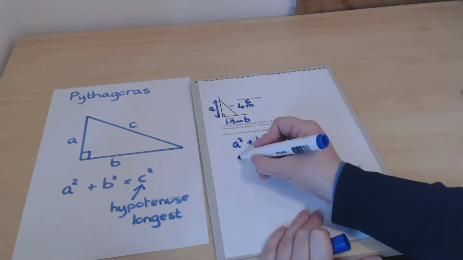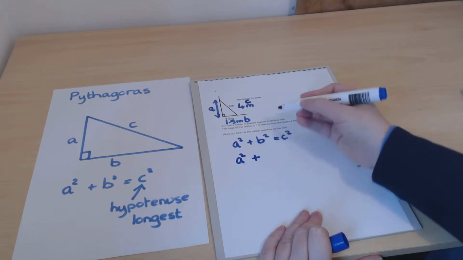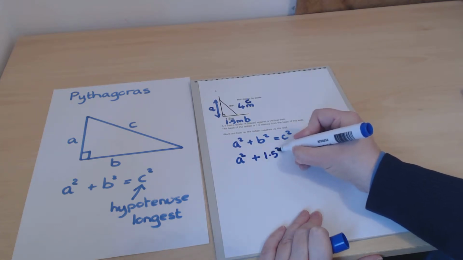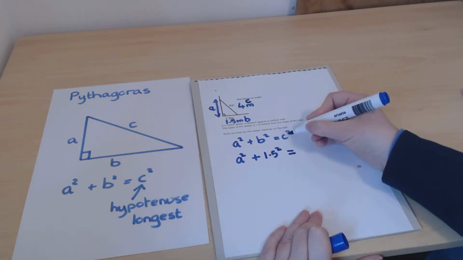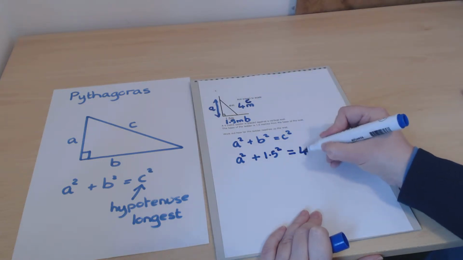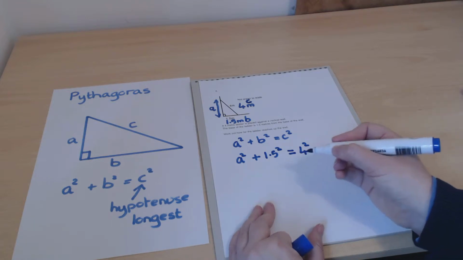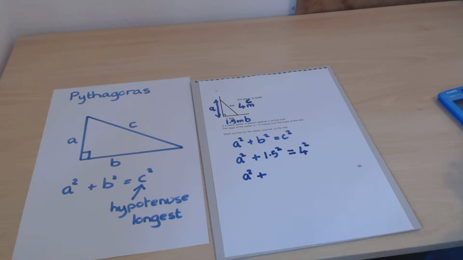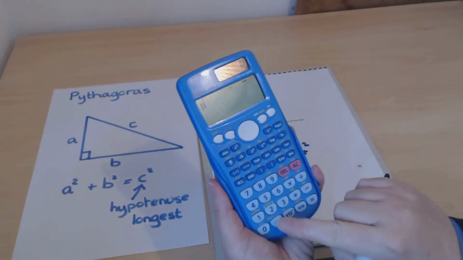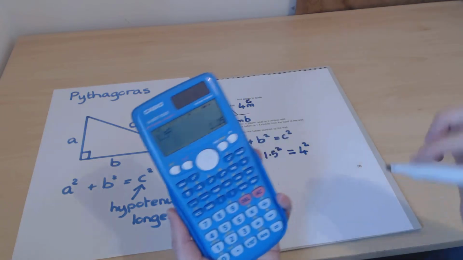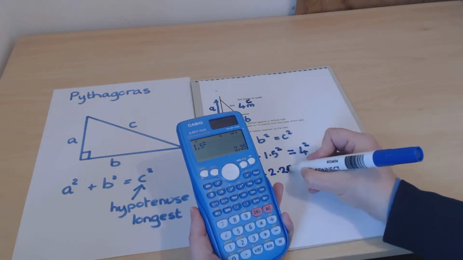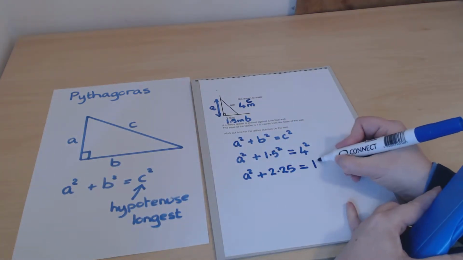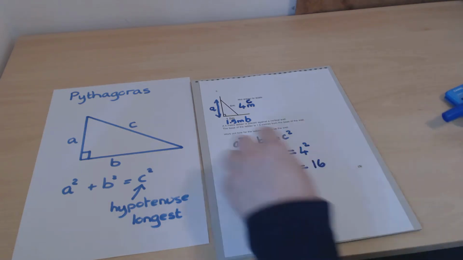So we don't know what A is, so we've got A squared plus B squared, where B is 1.5, so we've got 1.5 squared equals C squared. C is 4, so we've got 4 squared here. Okay, so A squared plus, let's grab the calculator here. We want 1.5 squared, and that is 2.25, and that equals 4 squared. Hopefully you don't need the calculator for that. That's 16.